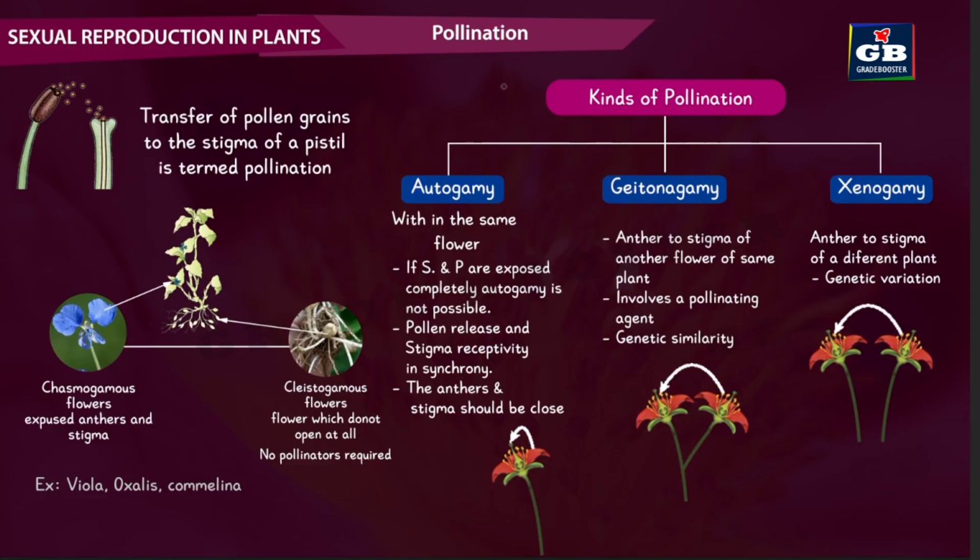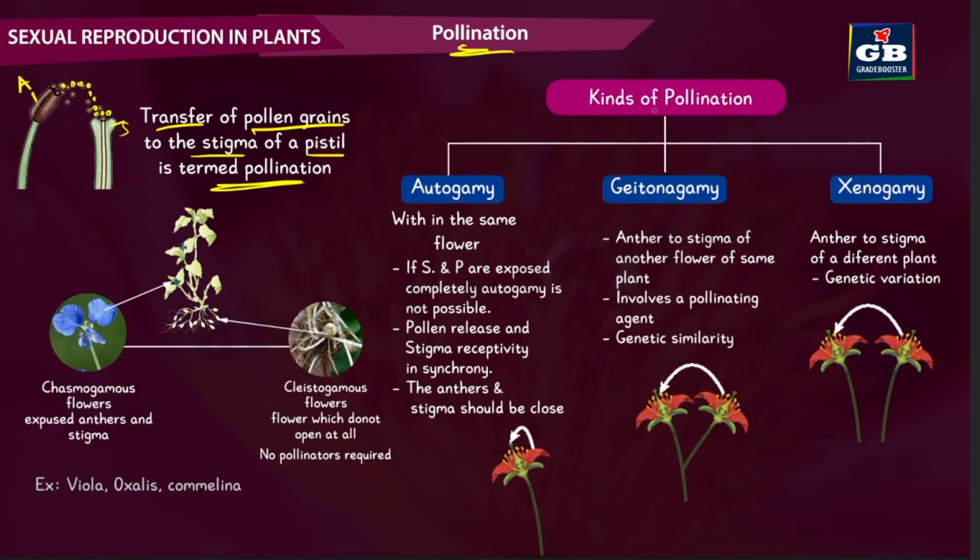So far we have seen the androecium, that is the male reproductive part, and the gynoecium, the female reproductive part, and the development of microspores and megaspores. Now let us see the process of pollination. What is pollination? We already learned this in class 10. Transfer of pollen grains to the stigma of a pistil is termed pollination. So this is the stigma and this is the anther. So these are the pollen grains. The pollen grains transfer from anther to stigma. This process is called pollination.